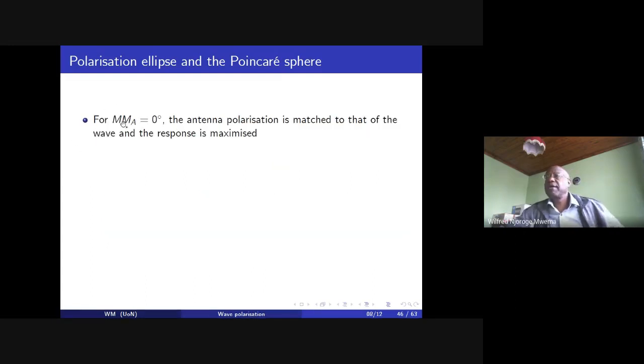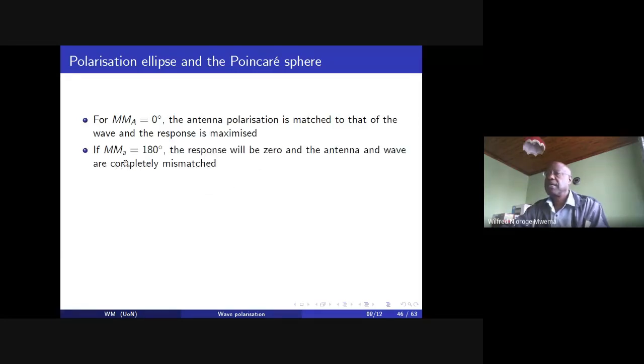So when the angle is 0, the antenna polarization and the wave polarization are said to be matched, and therefore the response of that antenna is going to be maximum. If they are 180 degrees apart, the response will be 0 because the antenna and the wave are said to be completely mismatched. It's like having an antenna that is vertically polarized, but the wave has the electric field parallel to the Earth's surface. That will not be received, and that's what we are talking about, mismatching the two, or orthogonal polarizations.